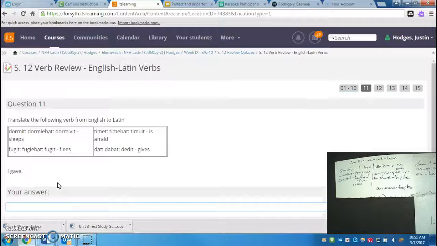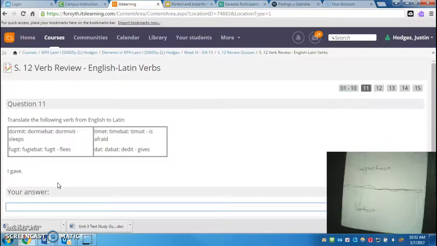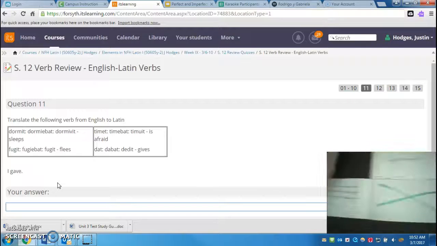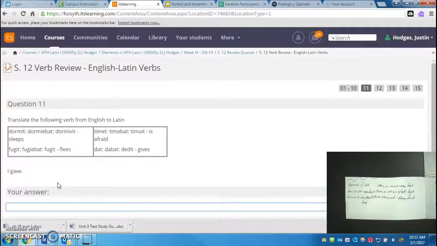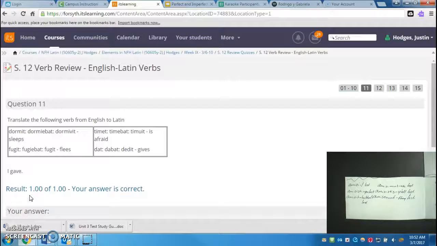All right. I gave. And we know that third form is the perfect form. Okay. We've had I in the perfect tense before, so I'm going to see if you can remember. The ending is going to be I. So I gave. We take that third form, dedit, and replace that it ending with just the I. So dedi, I gave. Good job.